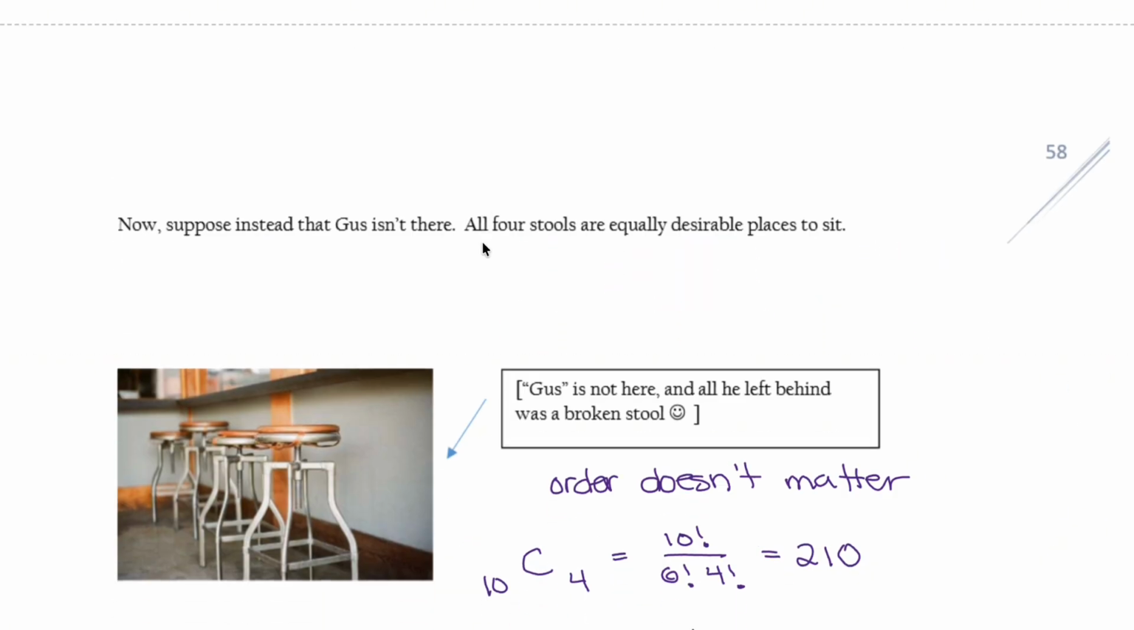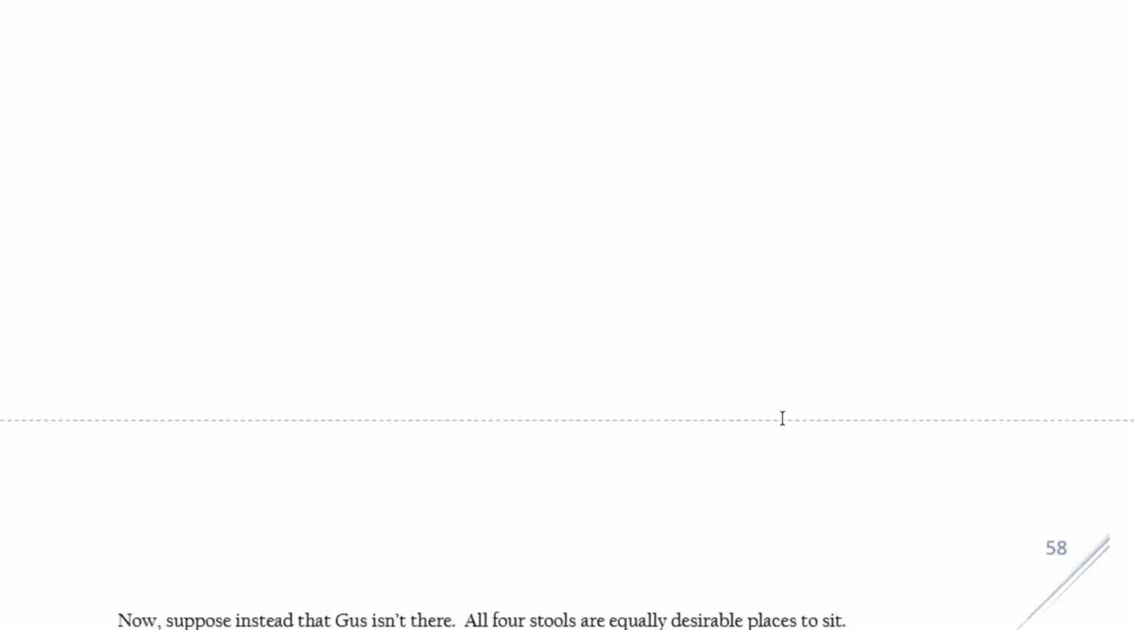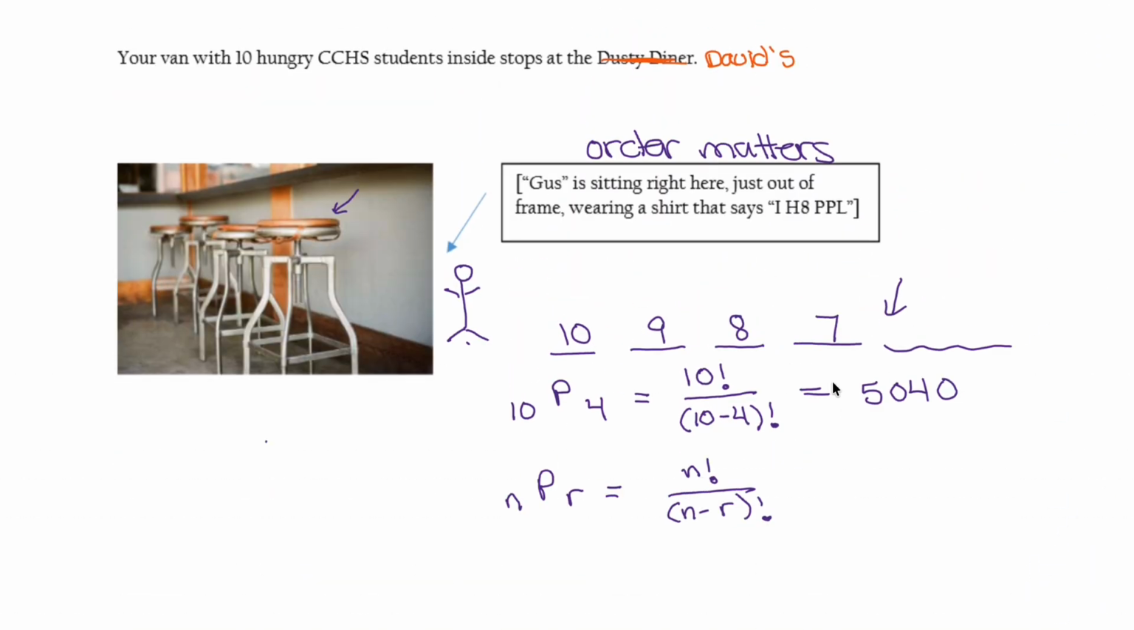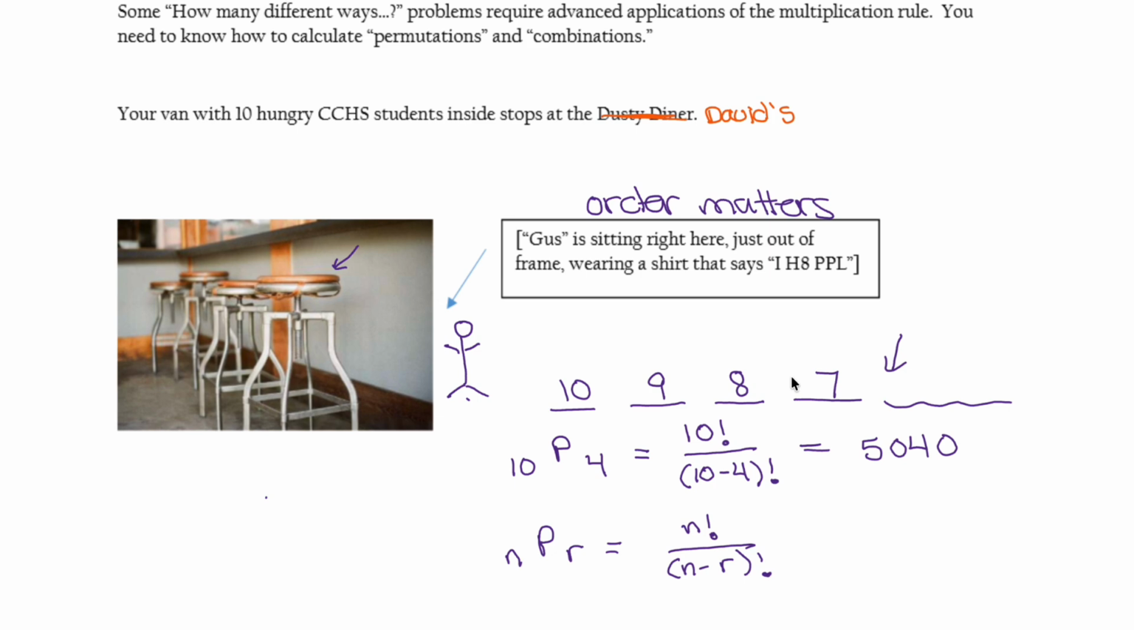Okay? So same thing. Now suppose instead that Gus isn't there, and all four stools are equally desirable places to sit. So Gus is not here anymore, therefore everyone can sit wherever they want. So order doesn't matter in this case. We have 4 chairs, and out of the 10 people, 4 options to choose, we get a combination of 210. So compare these two numbers. You can see that with permutations, you get a significantly larger number than with combinations. And that's a great way to look at the difference between these two.